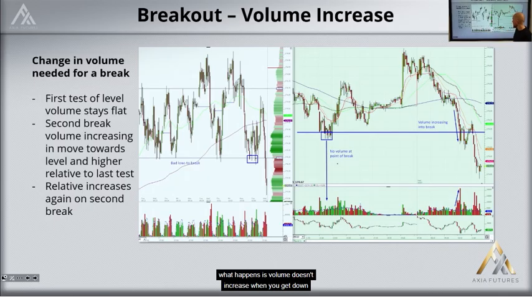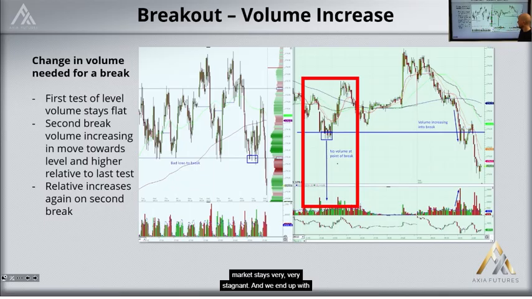But what happens is volume doesn't increase when you get down there. You get a move that dribbles down, not a great deal goes on, the market stays very, very stagnant, and we end up with this reversal back. Quite simply, you don't have any change. If you don't have people driving the move, nobody else joins in, the move doesn't drive any longs out, and so therefore you don't get the break.